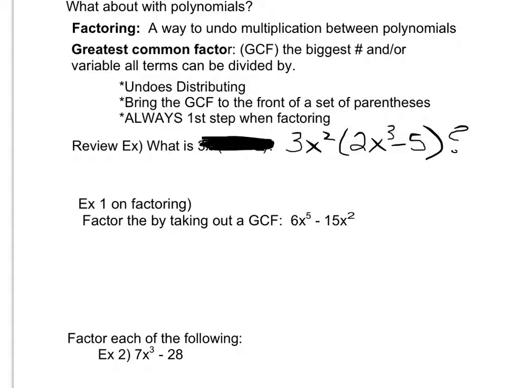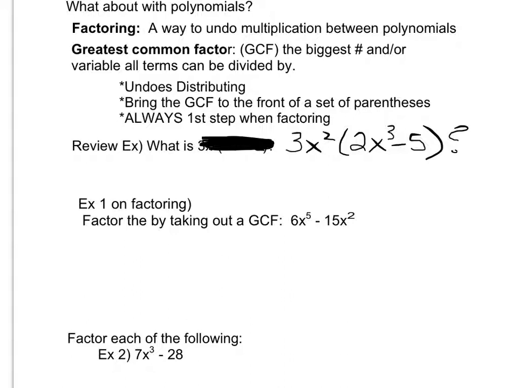When we use the greatest common factor, we will bring that GCF to the front of a set of parentheses, and it will always be our first step when factoring. So before I go over an example on factoring, I first want to go over a review example with multiplication. And I want to find out what is 3x squared times 2x cubed minus 5.